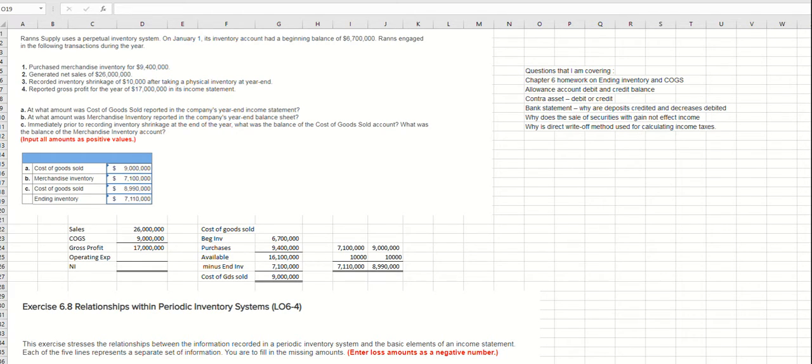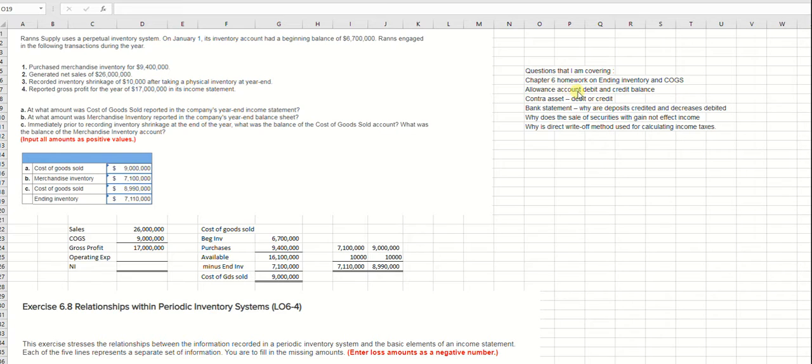Okay, I am going to answer some of the questions that each of you had on the last forum. Specifically, Chapter 6 homework on ending inventory and cost of goods sold. So I picked a few of those. There are a couple questions on this, so I'm trying to answer them all with one.